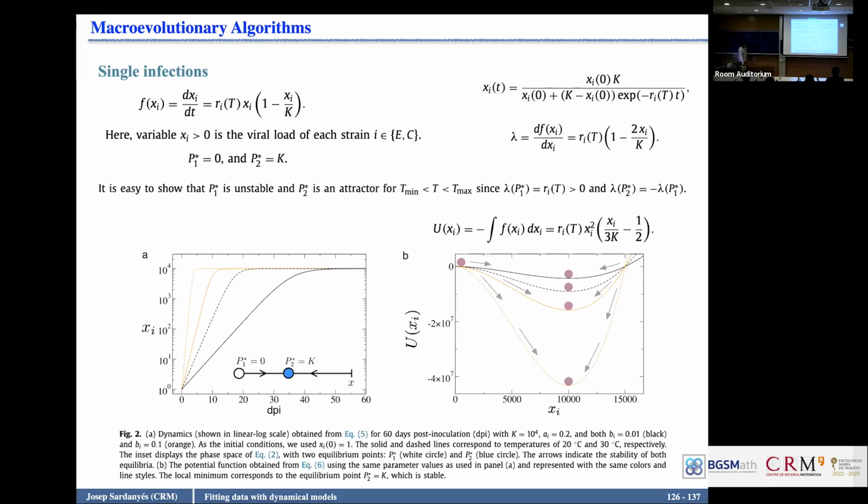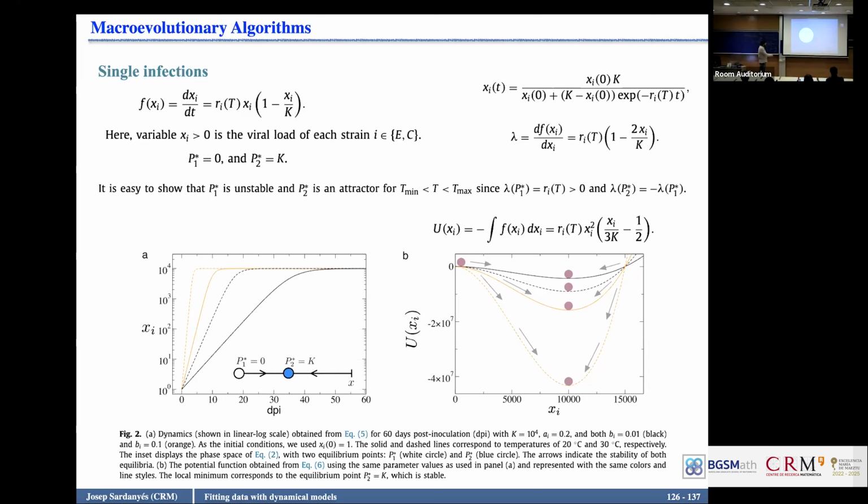This is just to show you that the dynamics is very simple. We have a one-dimensional phase space. This is the origin, which is unstable, and this is P2, which is K, and this is a potential function that has different weights. I'm showing it because you can see that the fixed points have nothing to do with temperature. Temperature does not appear; the equilibrium point doesn't depend on temperature.